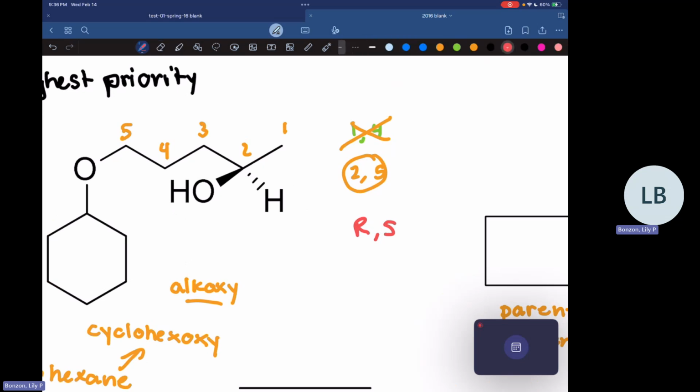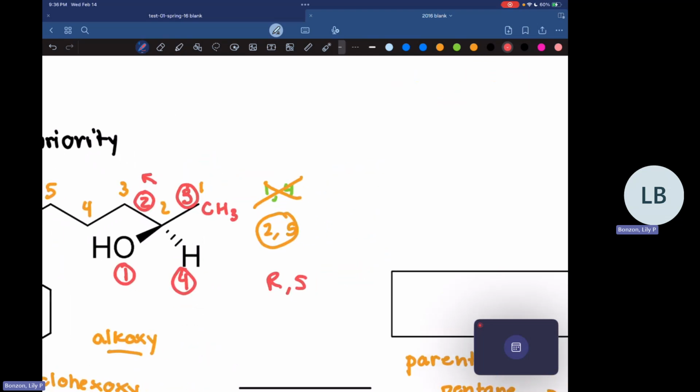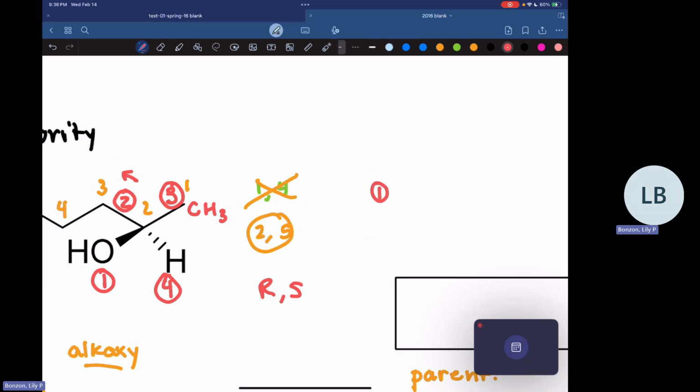So again, the highest number on the periodic table is going to give the highest priority. So oxygen is going to be our number 1, hydrogen is going to be our number 4. And then we've got these 2 carbon chains to look at. So going to the left, we can see obviously that this chain is bigger. It's going to be connected to more carbons versus this group on the right, which is just a CH3. So going to the left is going to be our number 2, and the CH3 is going to be our number 3. And so again, just put those off to the side, make it a little bit easier to see.